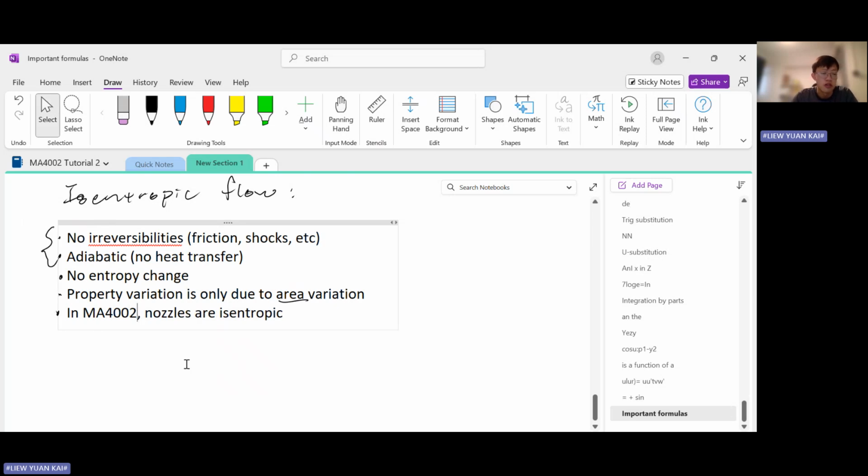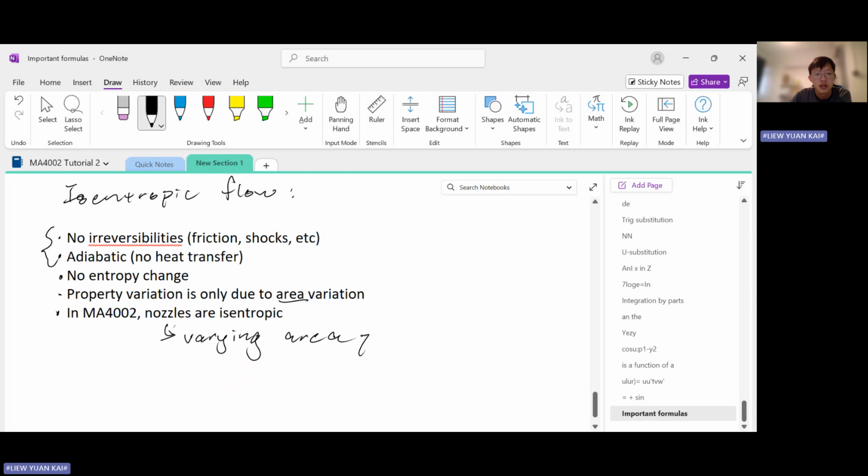2, which is the course code of this course, nozzles are isentropic. Okay, so what are nozzles? You can think of nozzles as varying area pipes. It could be a converging nozzle, it can be a diverging nozzle, but as long as you see a pipe which changes in cross-section area, that would be a nozzle. So whenever you see nozzles in this course, you can treat it as isentropic.